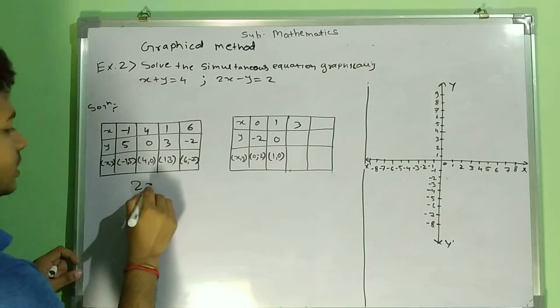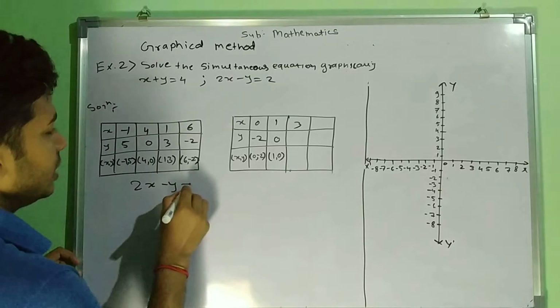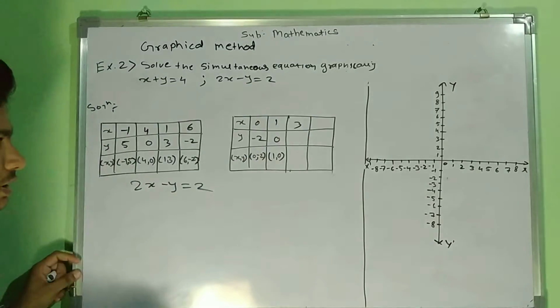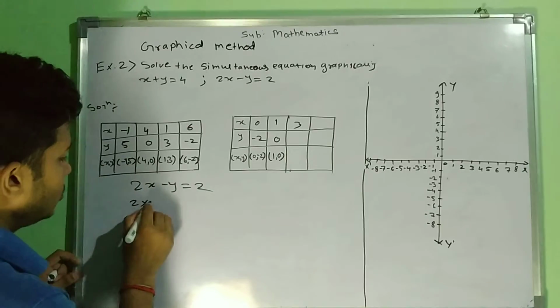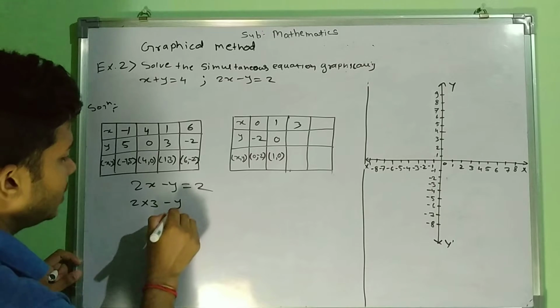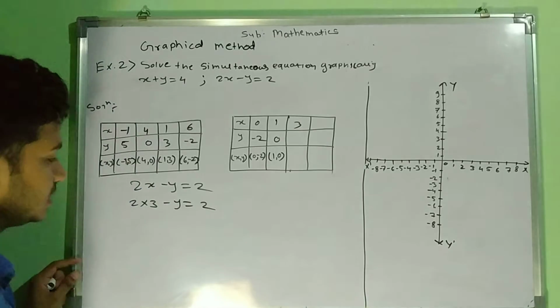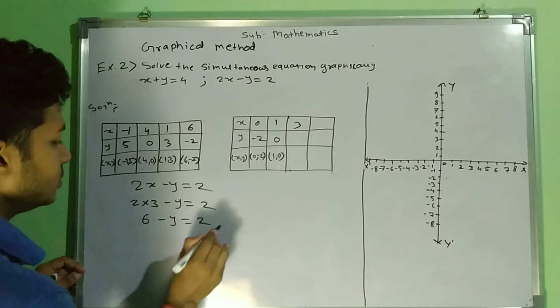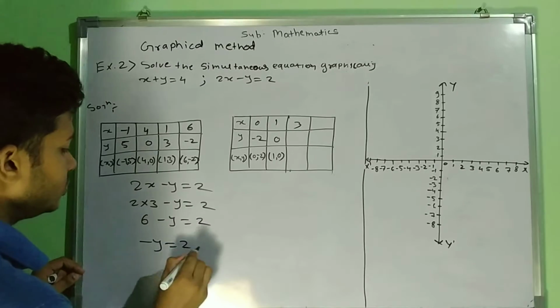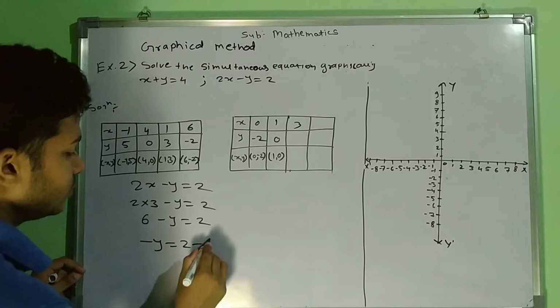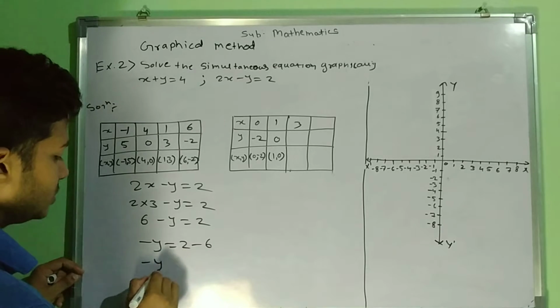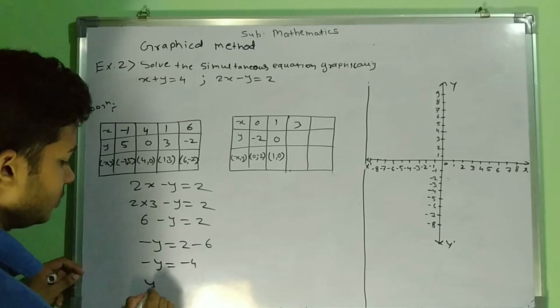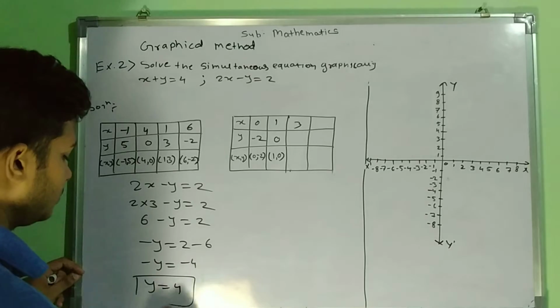Our equation is 2x minus y equals 2. Suppose we take the value of x as 3. 2 multiplied by 3 minus y will be equal to 2. 2 into 3 is 6. Minus y will be equal to 2, and that 6 becomes negative, minus 6. So minus y will be equal to minus 4. y will be equal to 4.